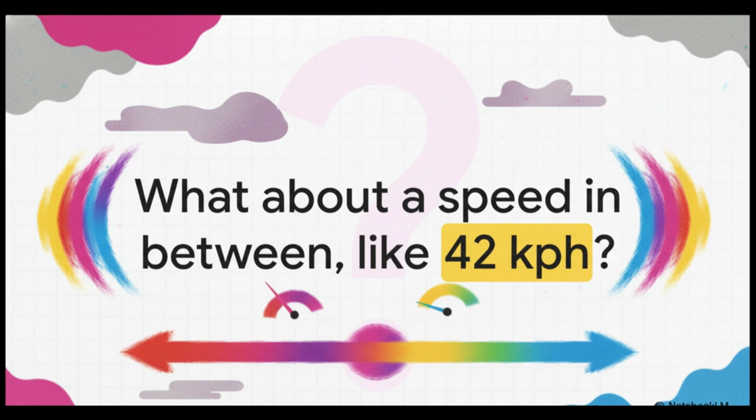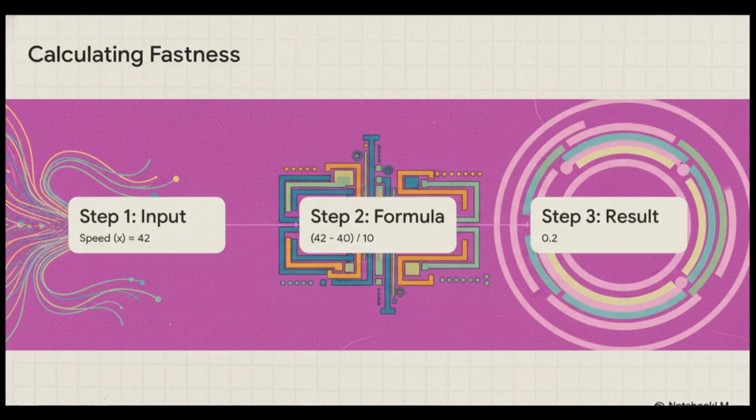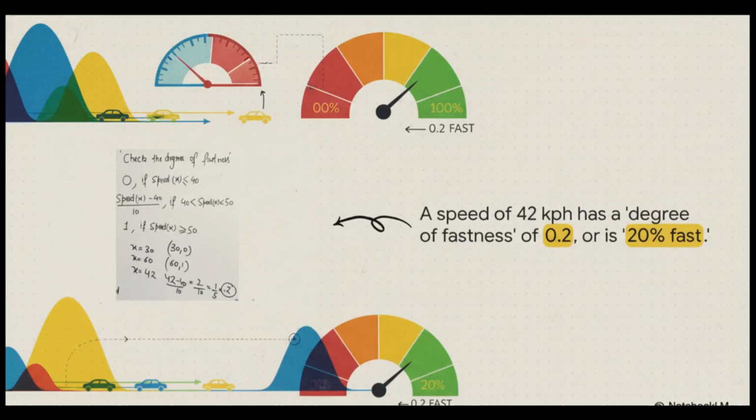Right, those are the easy, clear-cut cases. But what happens when you're in that fuzzy zone, that gray area between 40 and 50? What about a speed like, say, 42 kilometers per hour? Well, we just pop the number 42 right into the middle part of that formula. You take the speed, which is 42, subtract 40, and then divide the whole thing by 10. The math is super simple. And what do you get? You get 0.2.